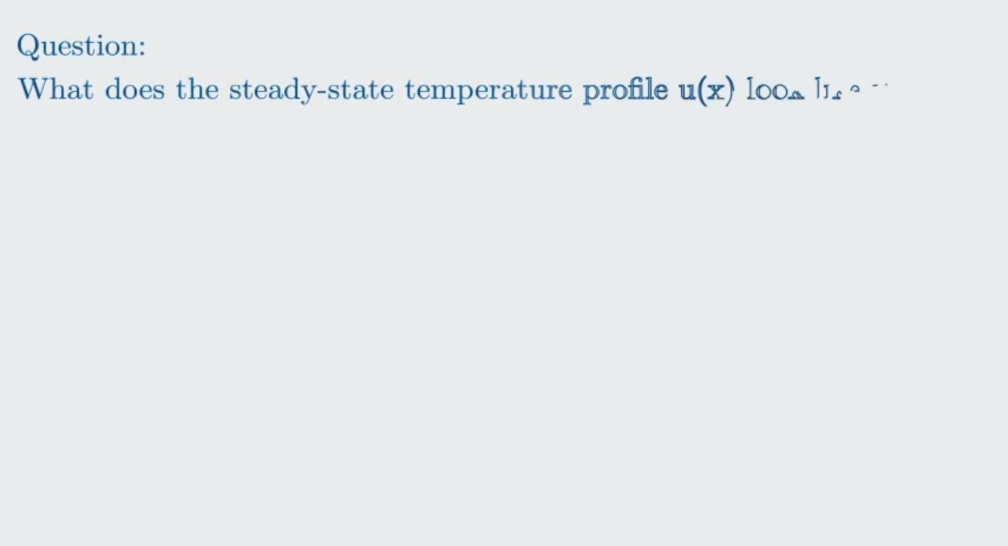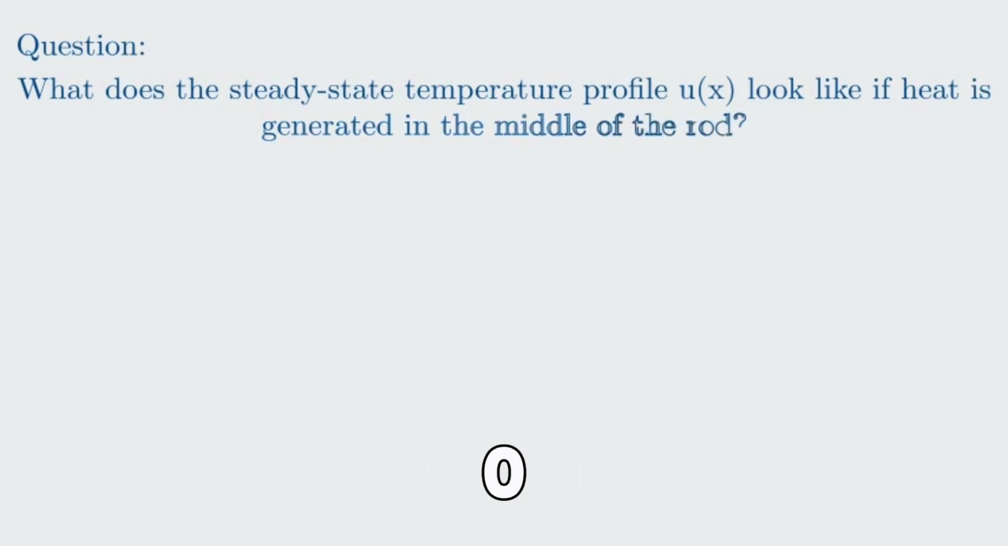Time for a quick check-in. Here's a question for you to think about. Imagine the same metal rod, but now instead of heat coming in from the end, there's a heater in the middle of the rod that continuously produces heat. So heat is generated at x equals 1/2. The ends are still held at 0 degrees.